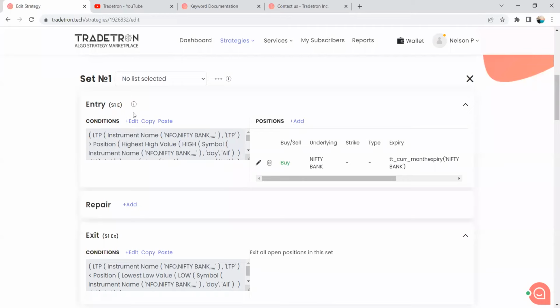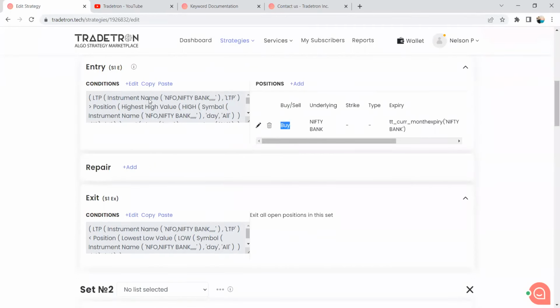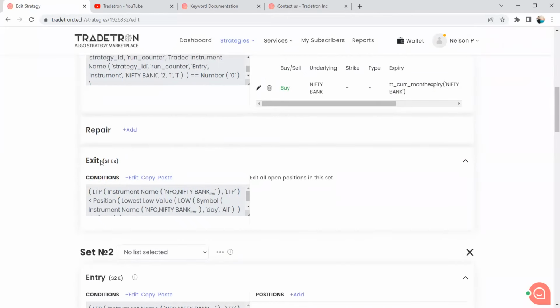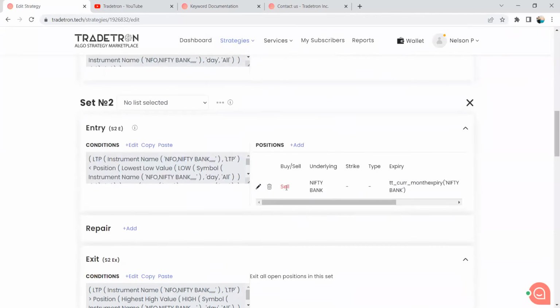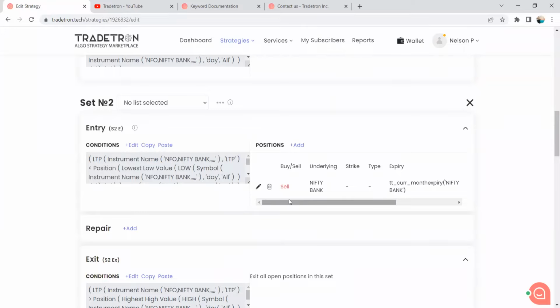Yes, correct. So basically set number 1 is for the long position. So if you see, this is buy, right? Yes. This is set number 1. So once the buy position has exited from set number 1 over here in exit, then after that, I want to enter into a short position. So this is the entry of the short position. And if you see set number 1, this is the entry of the long position, that is buy. So that's the reason why we create 2 different sets.